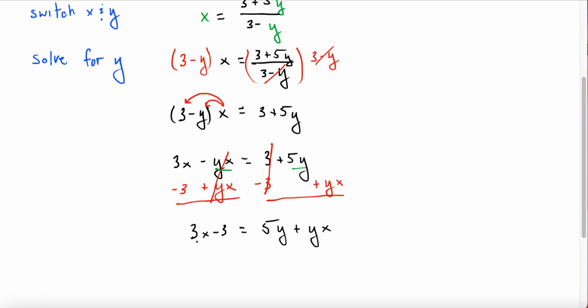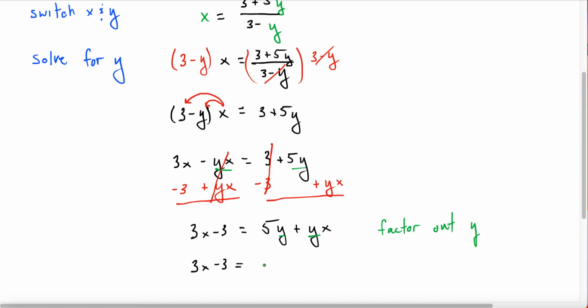And so now I still don't have y by itself, and I can't just add these because this has an x variable and this does not. But notice that these both have terms of y in them. They both contain a y. So I'm going to factor out y. Over on the left I get 3x minus 3. And if I pull the y out here, I'm left with 5 plus x.